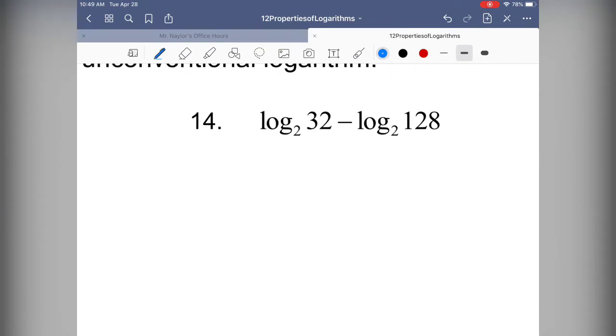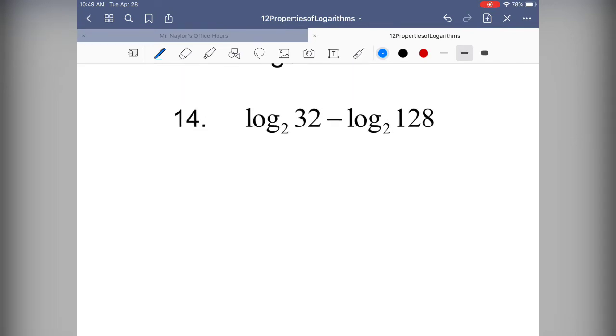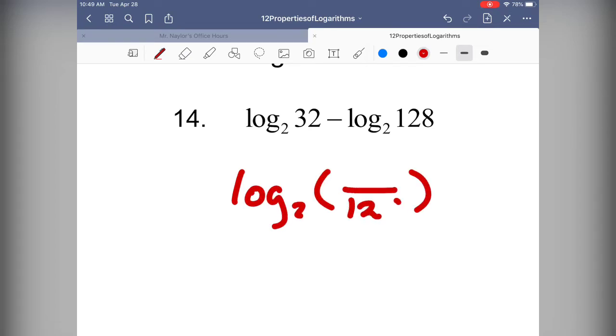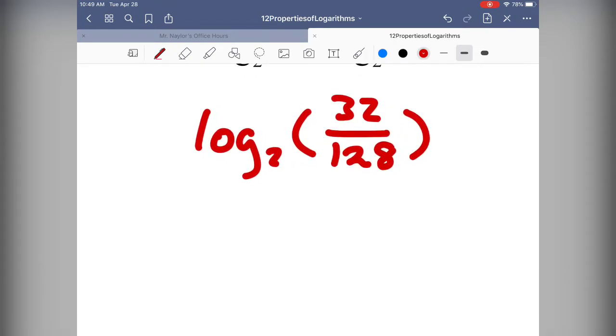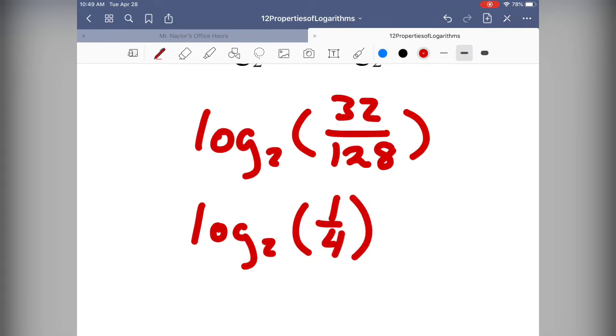And here I have a subtraction problem. So if I have subtraction, I'm allowed to make a fraction as long as I put the subtracted number in the denominator. So 128 goes in the bottom, 32 goes in the top. Now, 32 over 128, if you think a little bit about reducing, actually reduces nicely to just 1/4. So now what do we do?